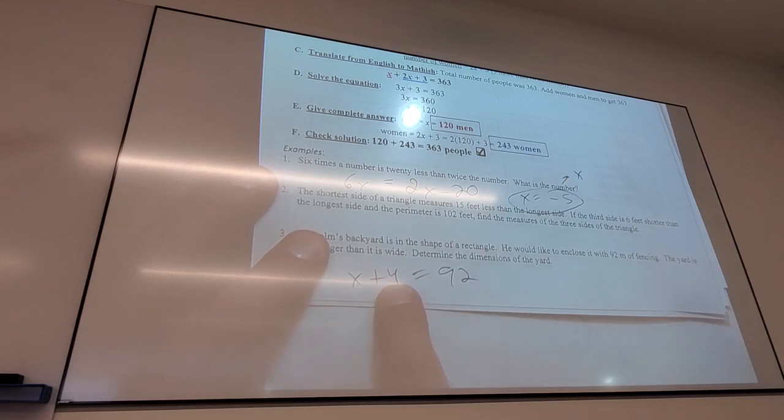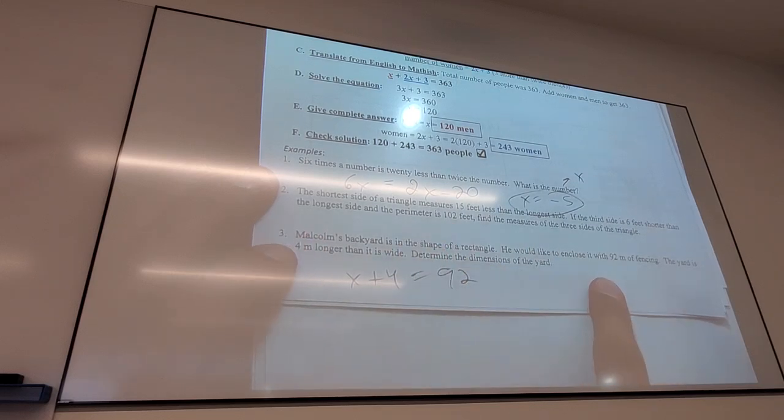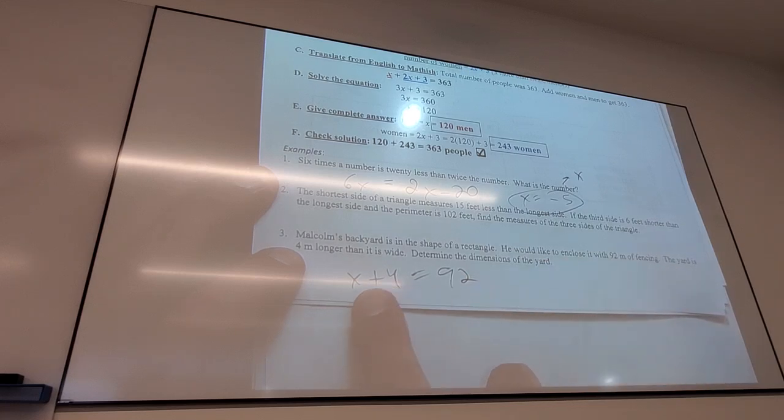So what this person did, they saw the algebra in the problem. Something plus 4. The number's 92. Yay! So they skipped the step of identifying the players. They skipped all of that. And this is the kind of mistake you can make.